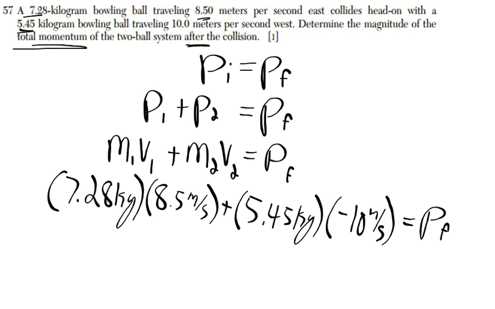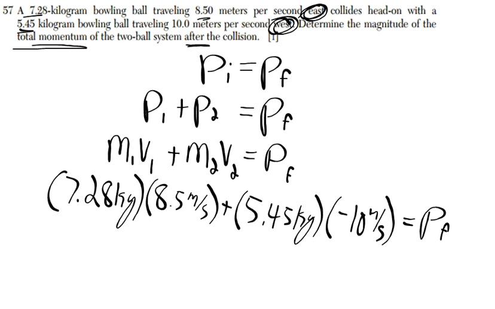Why is that? Well, notice that first bowling ball, the 7.28 kilogram one, is moving with a velocity of 8.5 meters per second east, while the second bowling ball is moving with a velocity of 10 meters per second west. The second bowling ball is traveling in the opposite direction, and we account for the opposite direction in physics using a negative. So, while we left the 8.5 to be positive, we called this 10 negative.